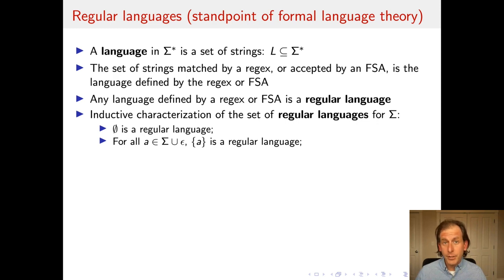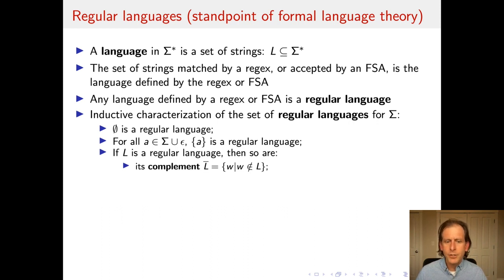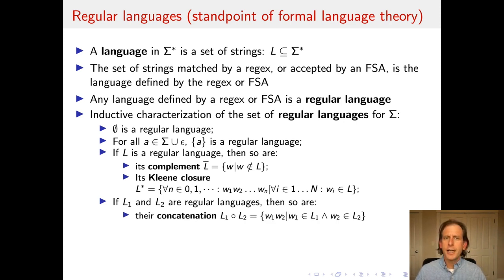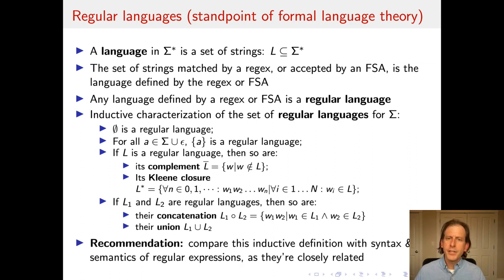And if we have a regular language, we can talk about other languages that are then regular. So in particular, the complement of the language is regular. So the set of strings that is not in a regular language is also a regular language. And the Kleene closure, the set of sequences of strings from a regular language, is also regular. Furthermore, if we have two languages that are regular, we also say that their concatenation, that is, the set of strings that are concatenations of a string from L1 and a string from L2 is regular, and their union is regular.